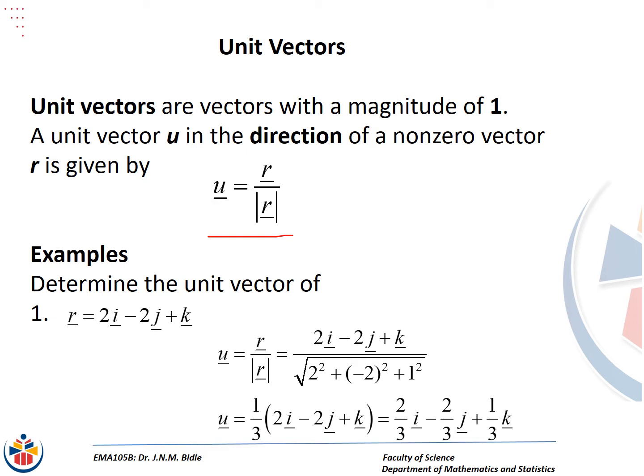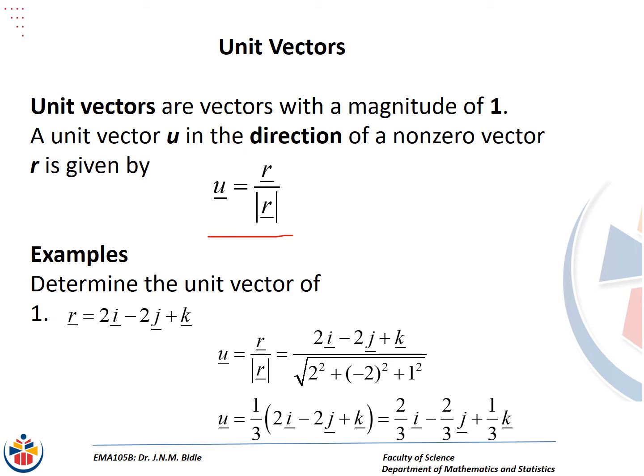We need to remember that i, j, and k are unit vectors in the directions of the x-axis, y-axis, and z-axis respectively. Then we can find unit vectors in any direction. So unit vectors give direction to any vector. Remember, a vector has both magnitude and direction. So the direction is given by a unit vector.